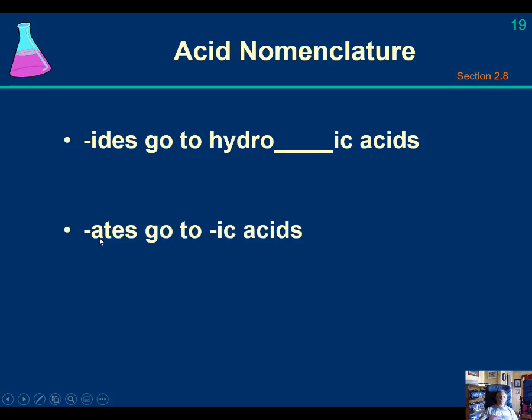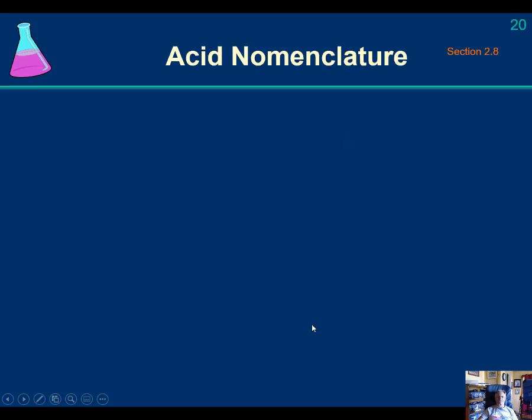For ATE endings, you don't have any prefix for just a straight ATE anion. You just say the name of the anion, add the suffix ic, and then the word acid. If it's an ITE ending, you don't have any prefixes. You just go straight to OUS and then the word acid.